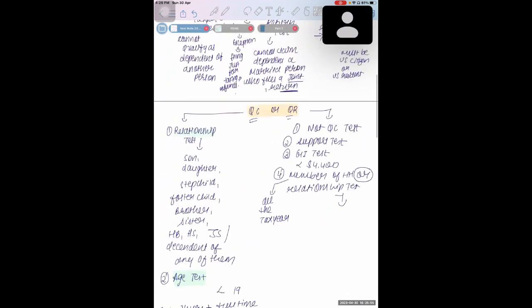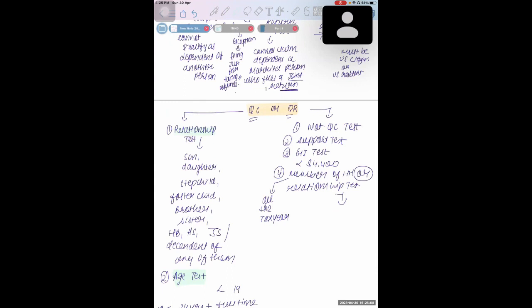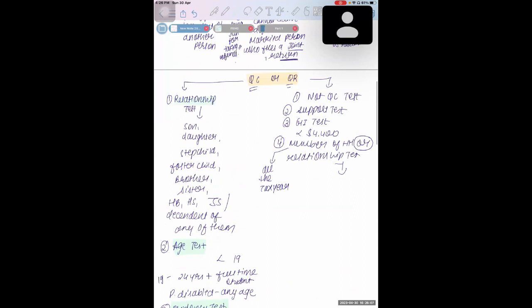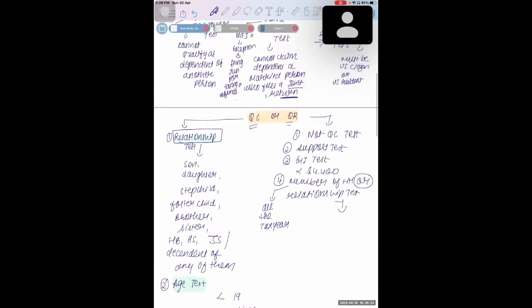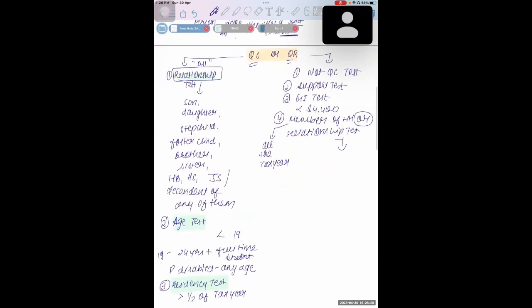First is relationship test, which means the qualifying child should be your relative. It can be your son, daughter, stepchild, foster child, brother, sister, half brother, half sister, any of these. But that should be your relative. So the first condition is relationship test, and you must meet all the conditions here.